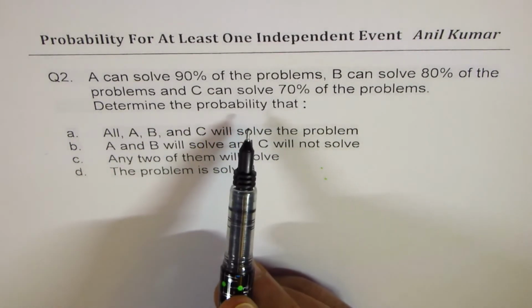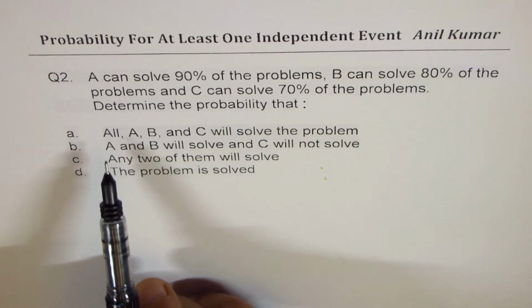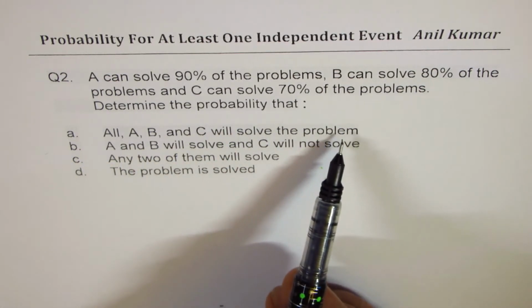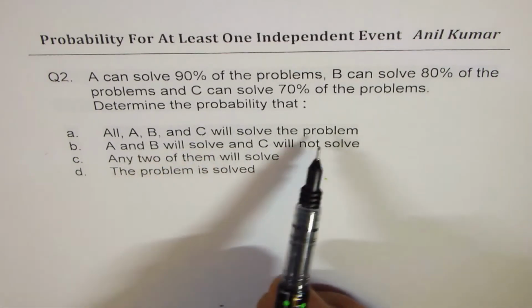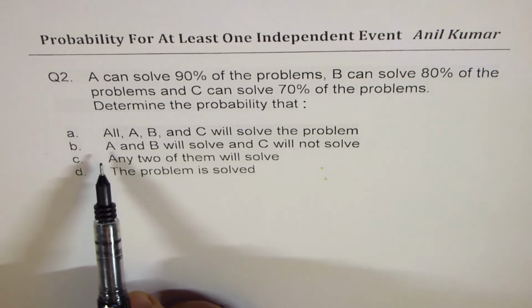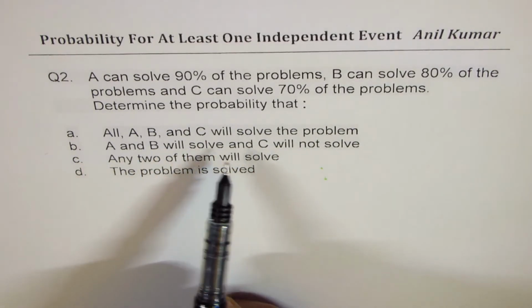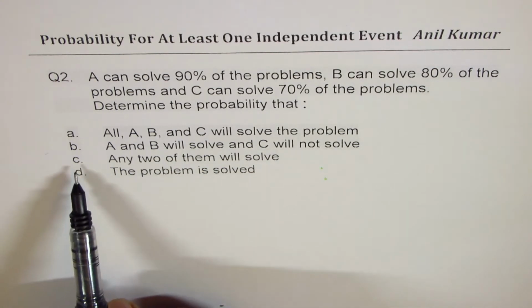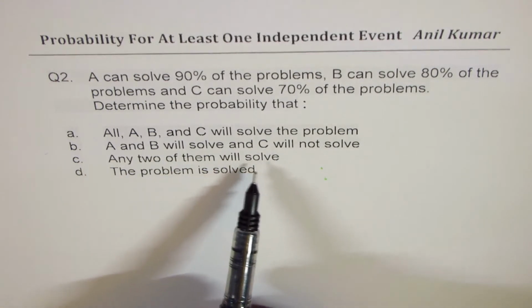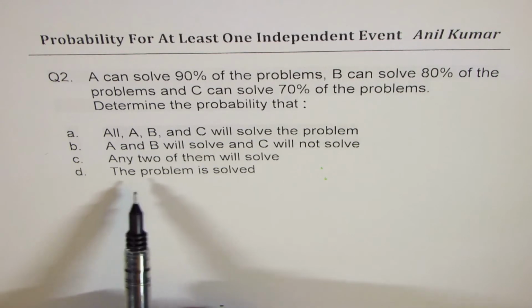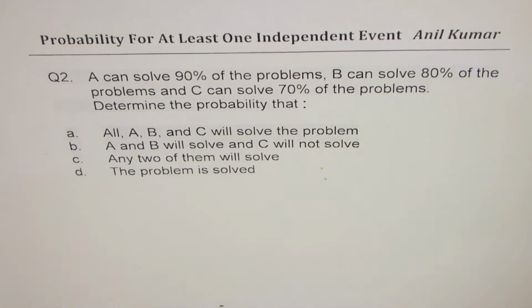Now, A, B, and C are independent events. So all can solve the problems means what? Means their intersection, right? B. A and B will solve and C will not solve. C is any 2 of them will solve, and D is the problem is solved, right? The problem is solved. So these are the 4 parts of the question. I'd like you to answer these questions and then look into my suggestions.